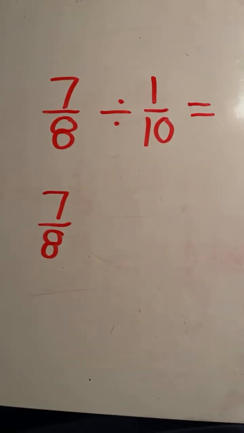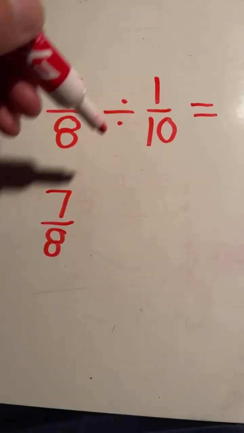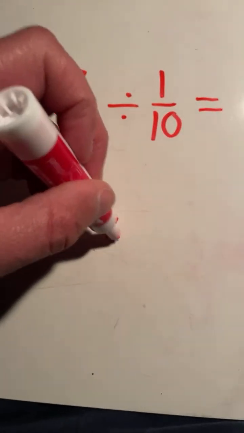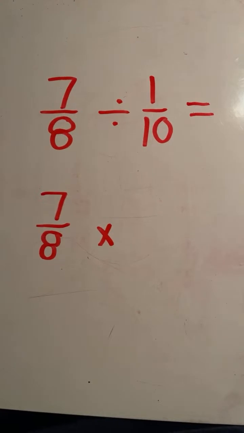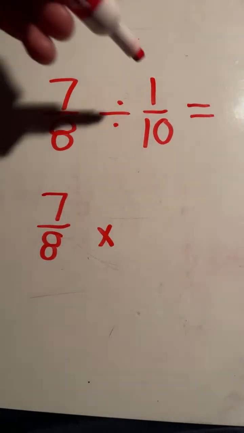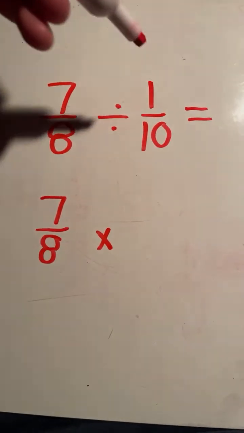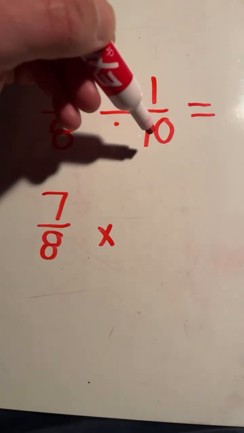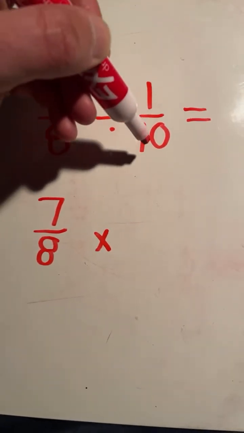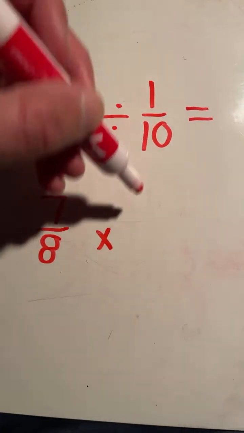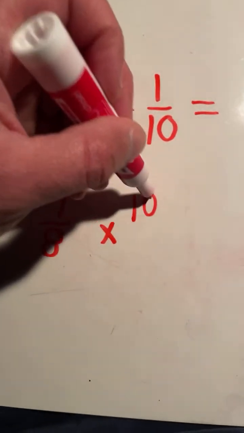Step two, we change the division sign to a multiplication sign. Step three, the second fraction we flip. So the denominator, aka the bottom number, becomes the numerator, and the numerator becomes the denominator.